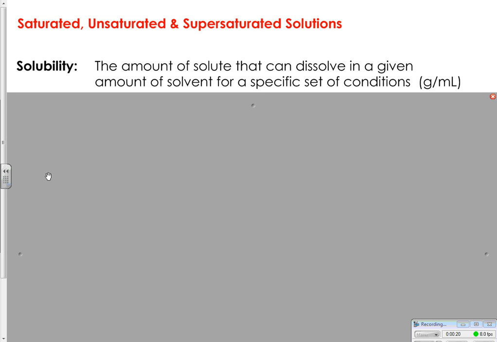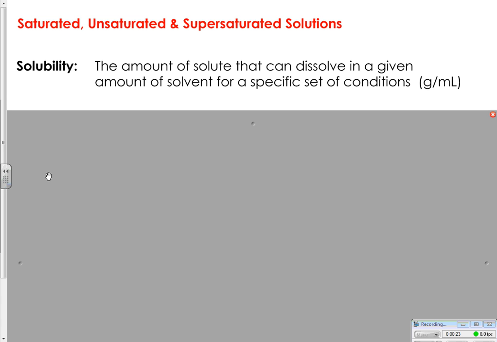Now, the first thing I want you to do in your packet is, there is not a space for you to write this, so maybe in the margin, if you can find room, I want you to copy down this definition for solubility. We can actually find the solubility of a substance, just like we could find the density of the substance. Basically, solubility is the amount of solute, usually measured in grams, that can dissolve in a given amount of solvent, usually in milliliters or liters, for a specific set of conditions, like temperature and pressure.